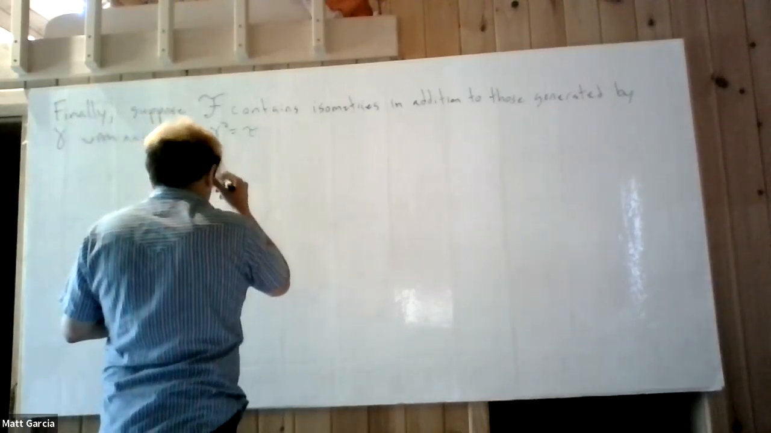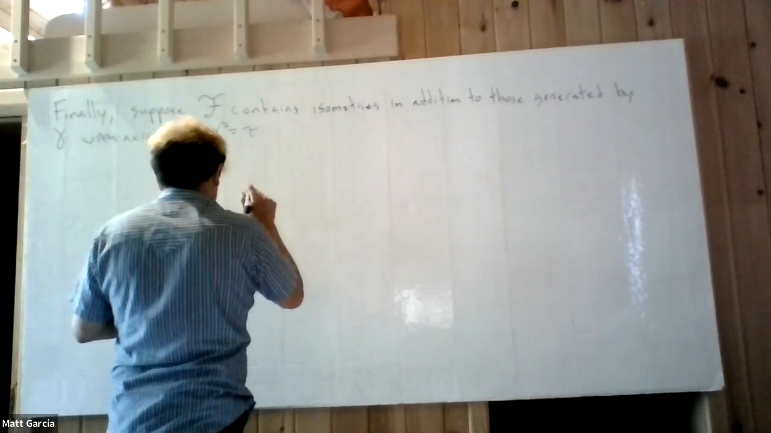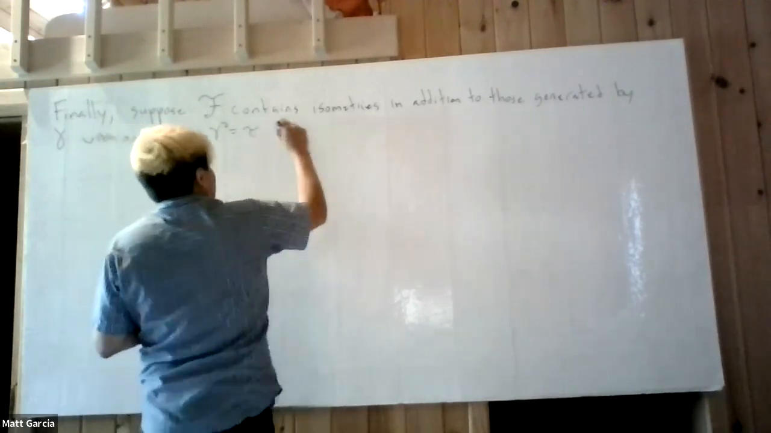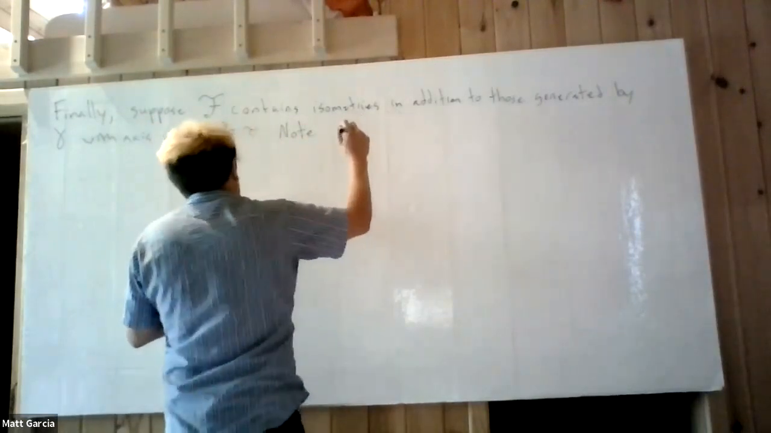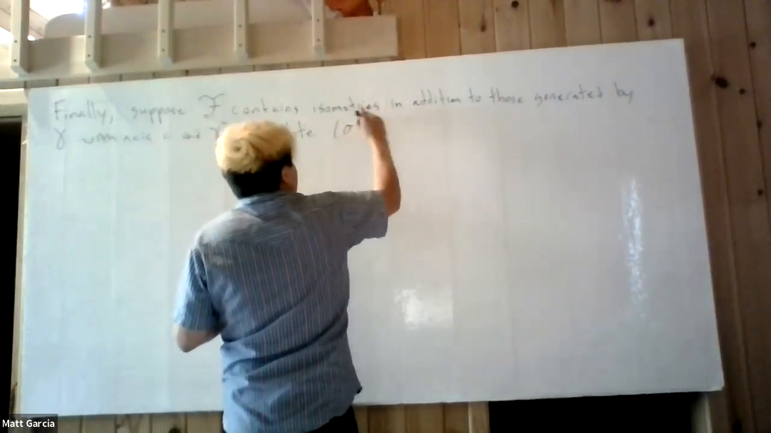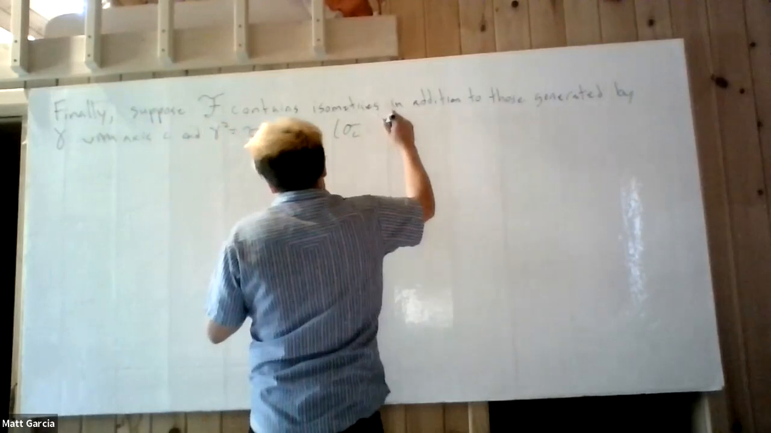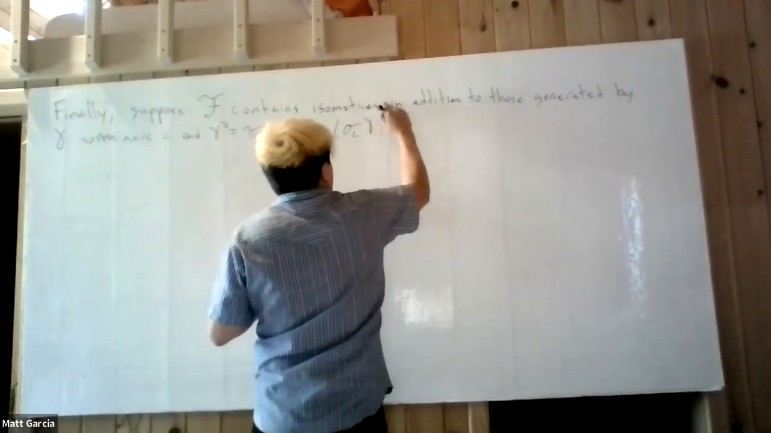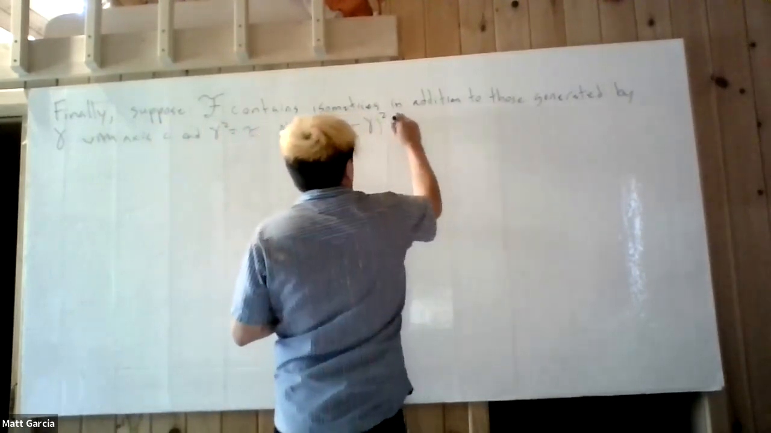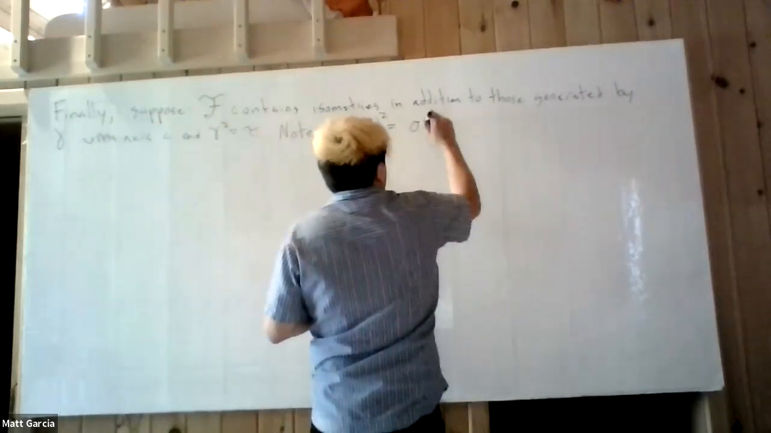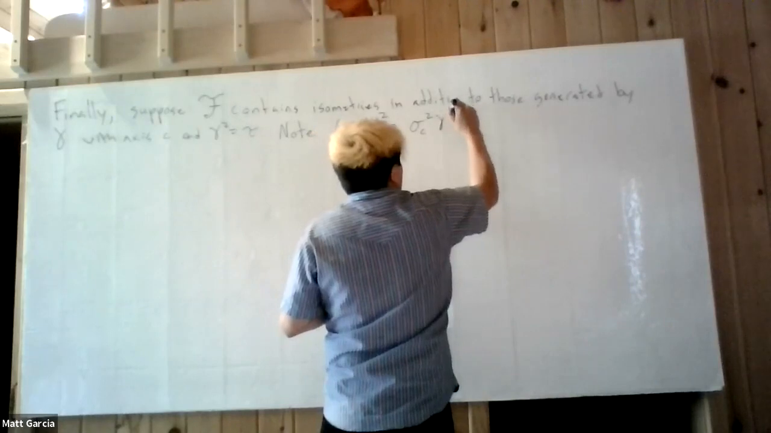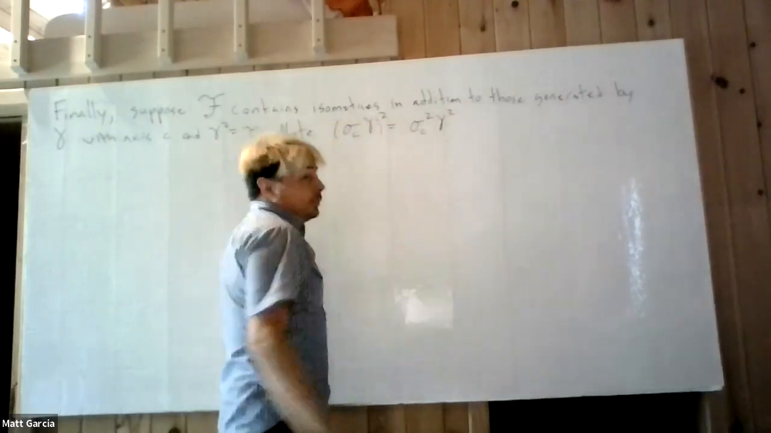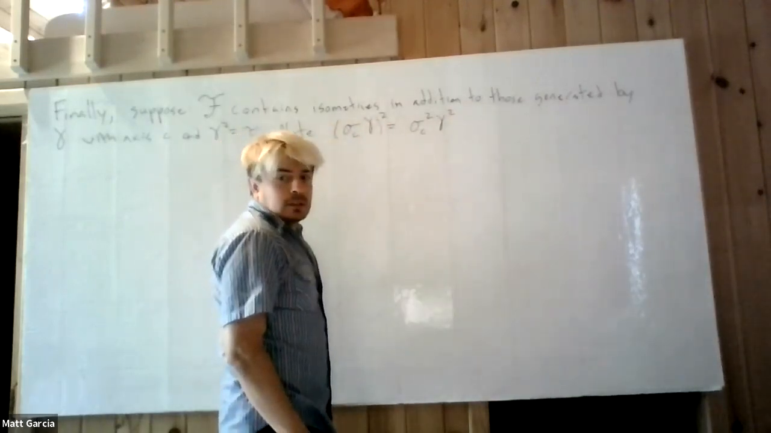So notice the following computation. If I take reflection in C after gamma and square it, what do I get? Well, I can distribute my exponent. Sigma C is an involution.